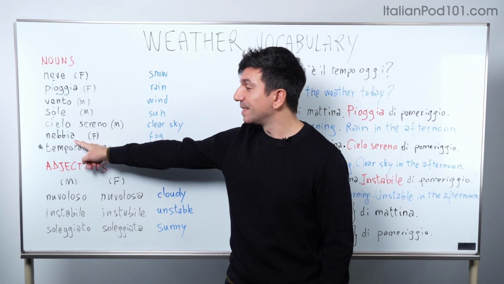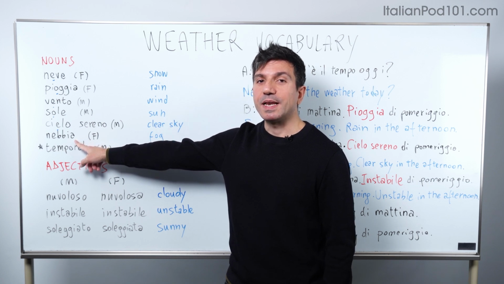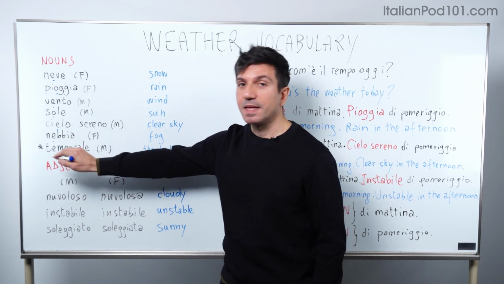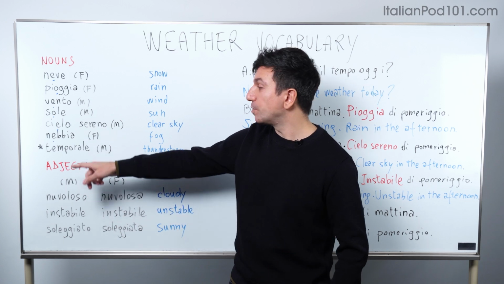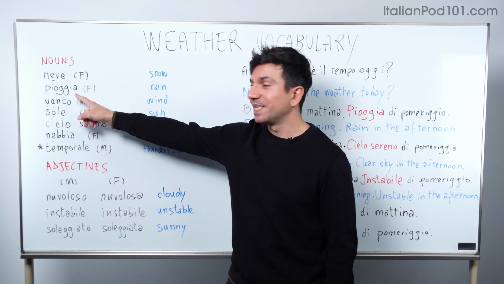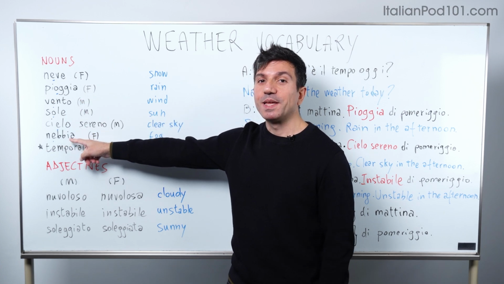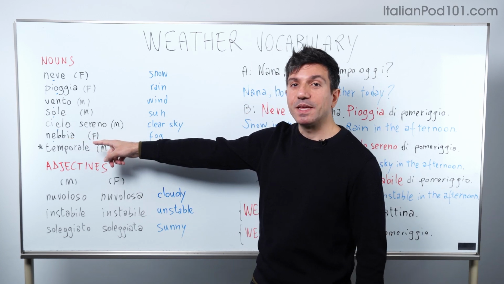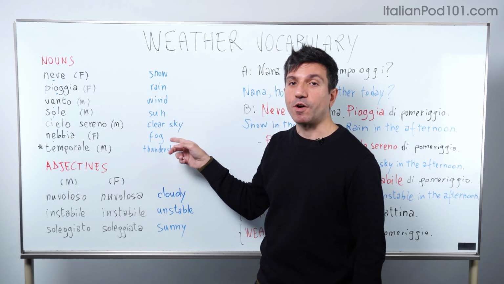Then nebbia. The accent is on E. But pay attention to this double consonant, like pioggia, già. In this case, double B. Nebbia is a female noun, and the meaning is fog.